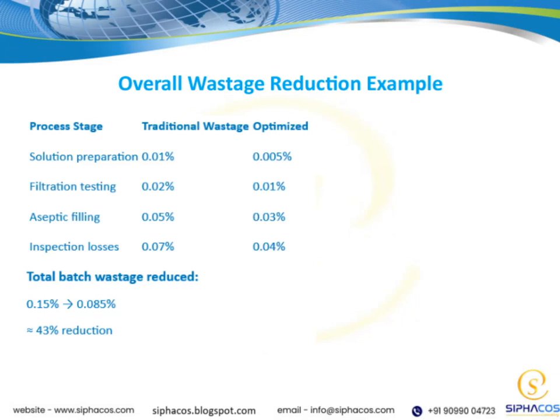Let's take a closer look at this overall wastage reduction example. What we're seeing here is a practical illustration of how targeted efforts can lead to significant improvements. By analyzing each stage of the process, we can identify where waste occurs and implement specific strategies to minimize it. The key point is that waste reduction isn't just about cutting costs. It's about optimizing the entire system for better efficiency and sustainability. This example ties back to our overall theme of continuous improvement and the importance of data-driven decisions. When we apply these concepts consistently, we can achieve substantial resource savings and enhance our operational performance.